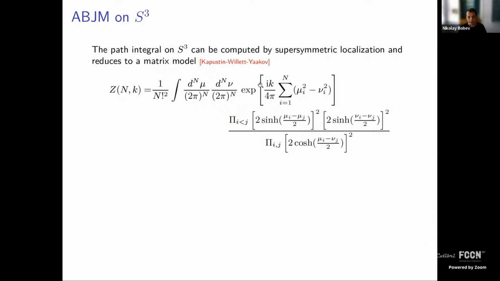This answer here is valid for any value of n and k. These mu and nu you should think of as complex numbers, parameterizing, roughly speaking, the scalars in the vector multiplets, so something like Coulomb branch parameters, and this integrand comes out of the detailed analysis of the localization calculation. So what you have to do is compute these integrals and then find the partition function.